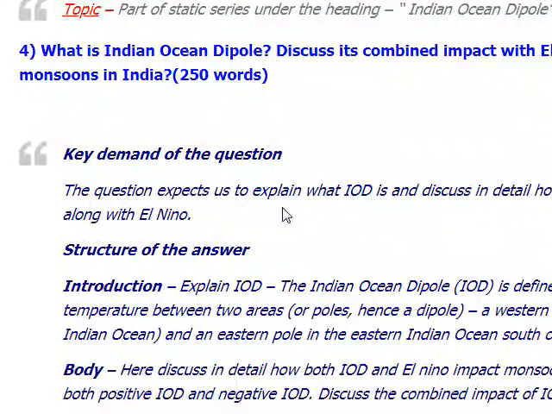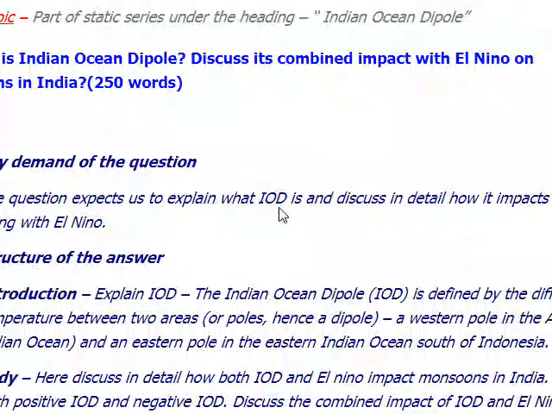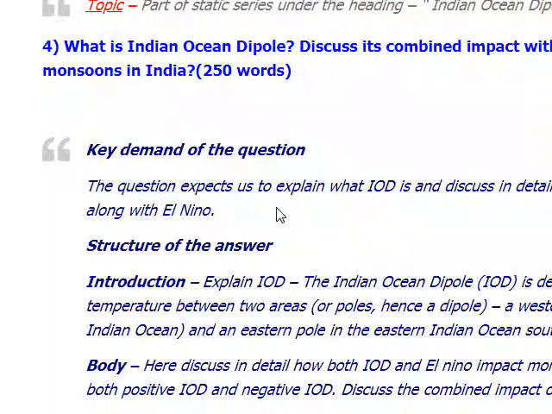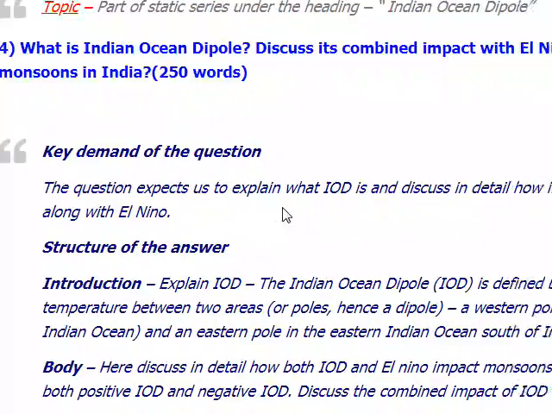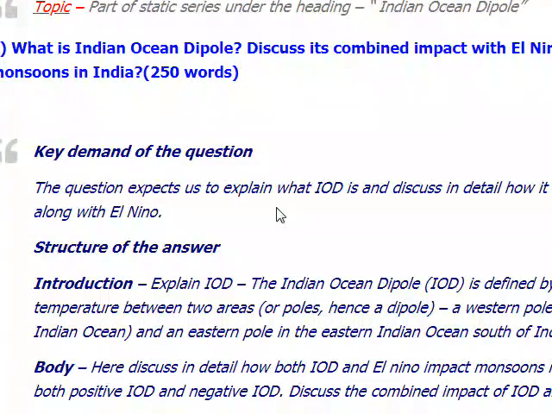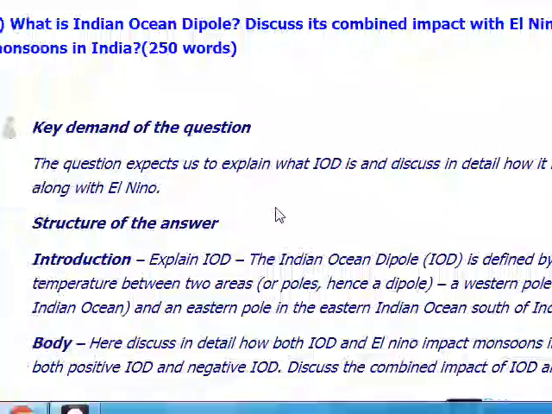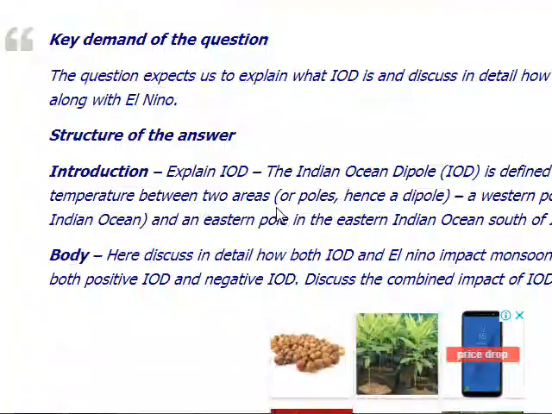So next question, what is Indian Ocean Dipole? Discuss the combined impact of the Indian Ocean Dipole and El Nino on monsoon in India.